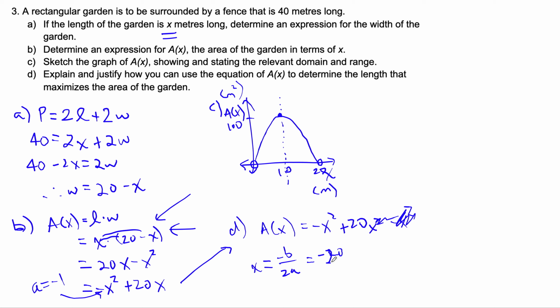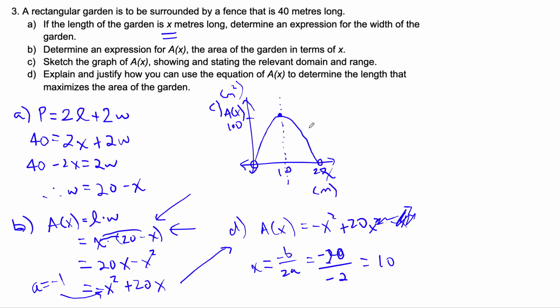Sorry, it's messing up a little on my end. So -20, and a is -1. So 2 times -1, which would be -2. Divide that, and we get 10 for x equals 10. And simply substitute this value back into the area formula.